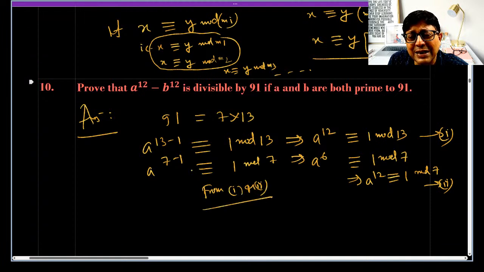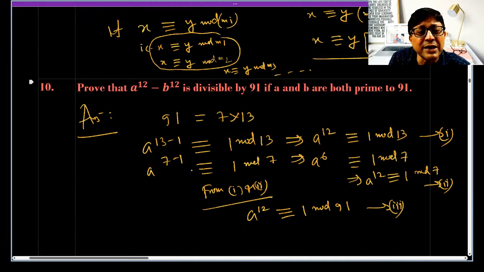From 1 and 2, we can say that a to the power 12 minus 1 is divisible by 7 into 13, that is 91. This is number 3. This is for any integer a. B is a similar integer. For b, what can I write?